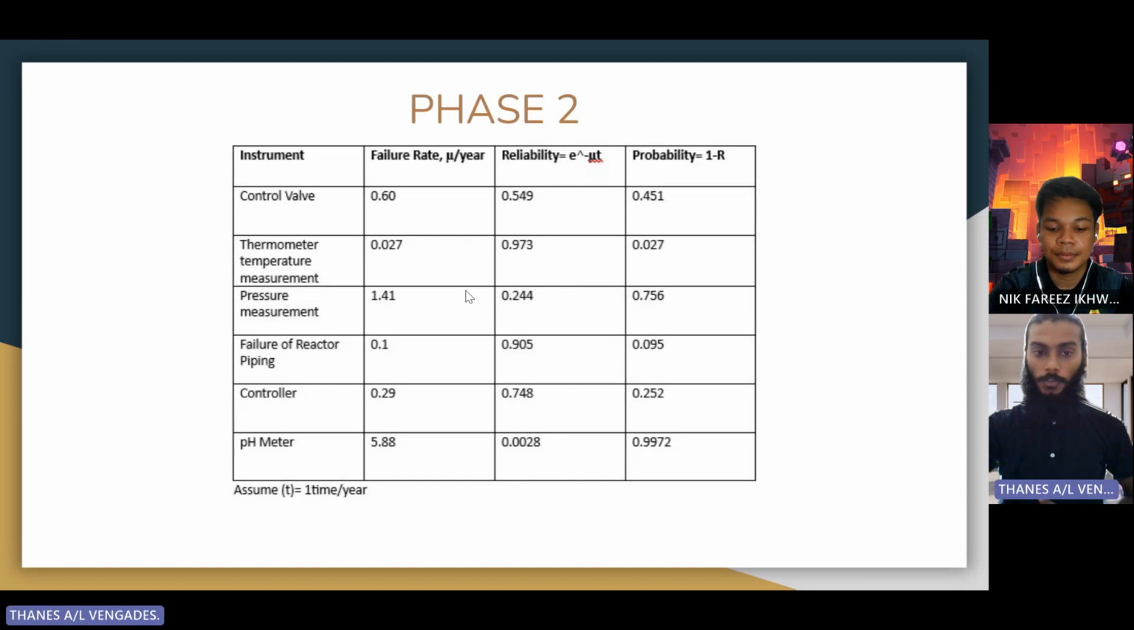For failure of reactor piping, the failure rate is 0.1, the reliability is 0.905 and the probability is 0.095. As for the controller, the failure rate is 0.29, the reliability is 0.748 and the probability is 0.252. For the pH meter, the failure rate is 5.88, the reliability is 0.028 and the probability is 0.9972.